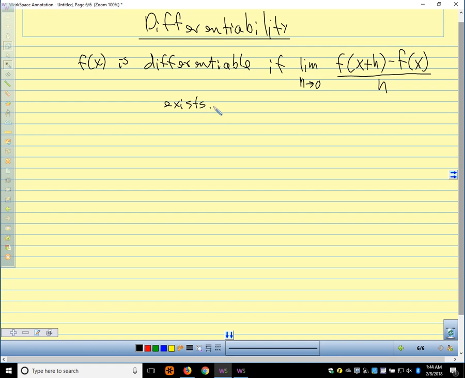And for a single variable function, we said that differentiability implies continuity. So if a function is differentiable, then it's continuous. So there's a nice relationship between differentiability and continuity. Now continuity does not imply differentiability, because you could have an absolute value function that's continuous, but at the vertex it's not differentiable.